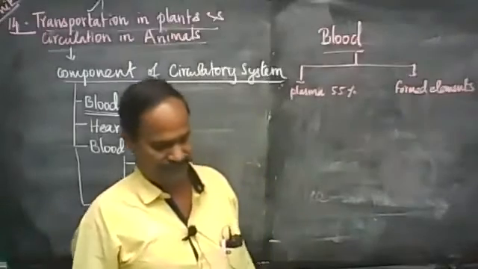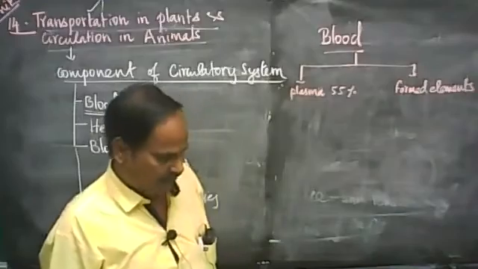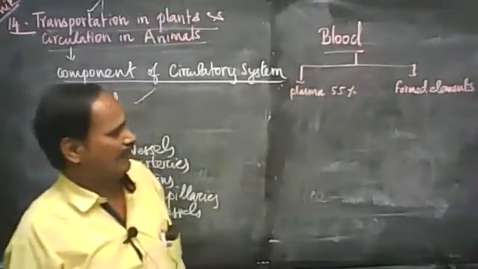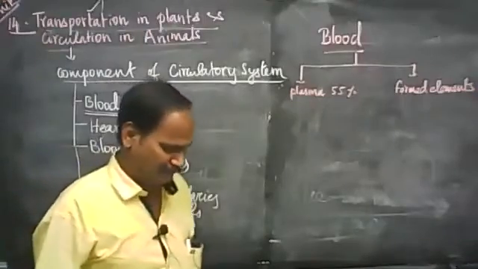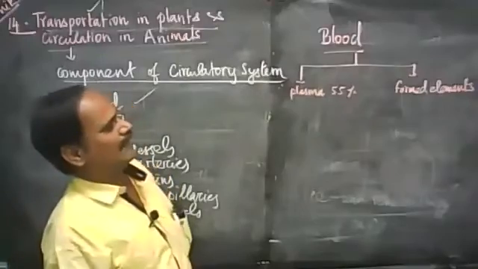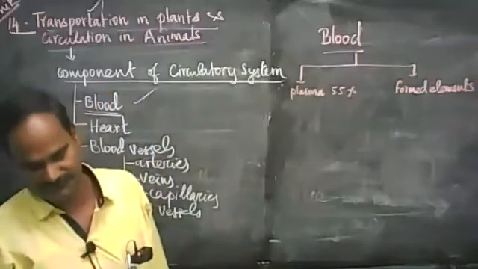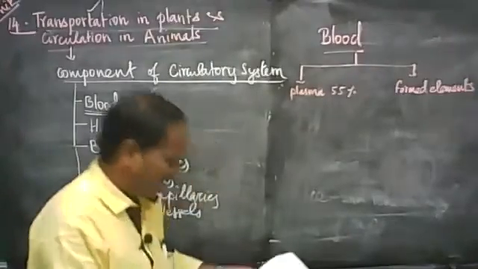So we have 5 to 6 liters of blood. Here the blood consists of two major portions, liquid part and solid part. Liquid part is the plasma, which constitutes about 55%. Solid part 45%. Now again, plasma can be further divided.